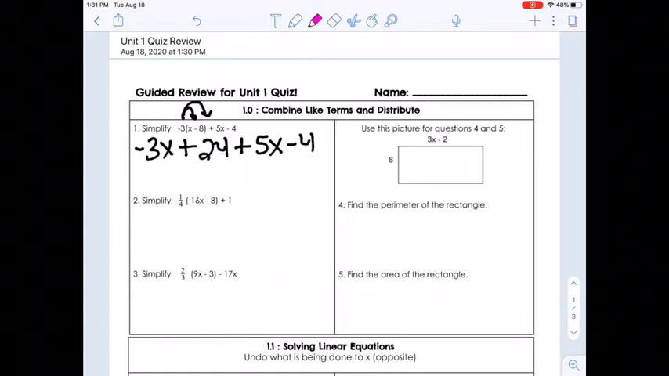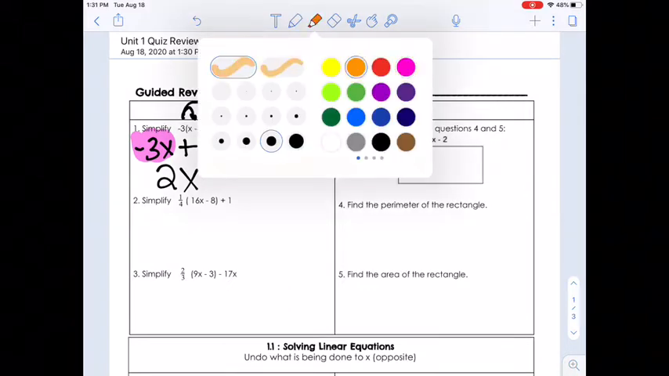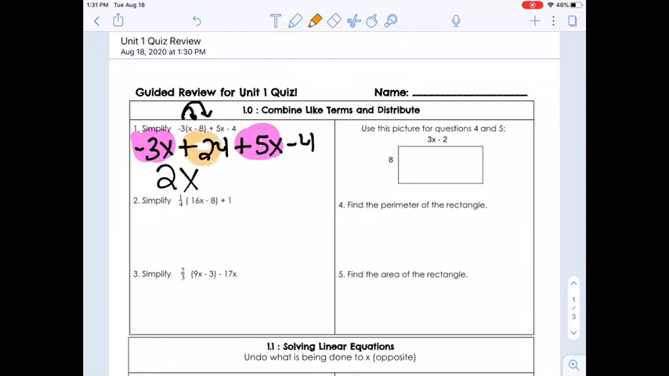Next, we will combine like terms. The like term with negative 3x is positive 5x. If we combine those, negative 3 plus 5 is 2x. And 24 is a like term with negative 4. So 24 plus negative 4, which is the same thing as saying 24 minus 4, is 20. There are no other like terms to combine, so number 1 is done.